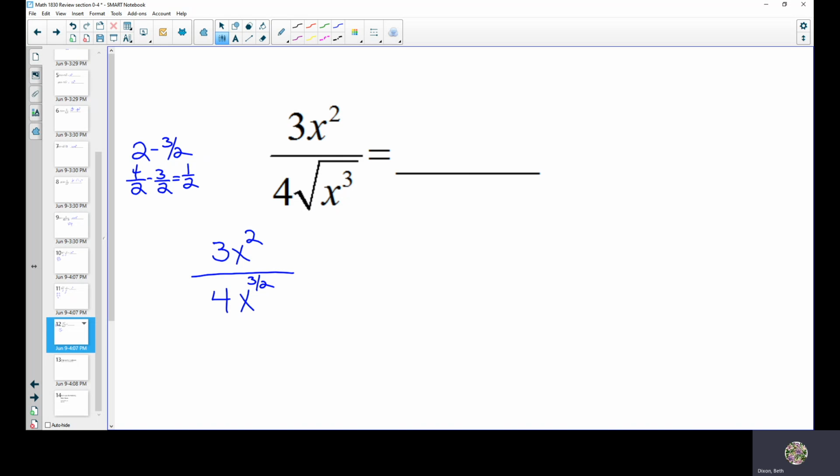And so that gives me 3 over 4, and then the x gets a 1/2 power from where I subtracted my exponents. So that's 3 times x to the 1/2 power all over 4. And that's the answer to the last example.